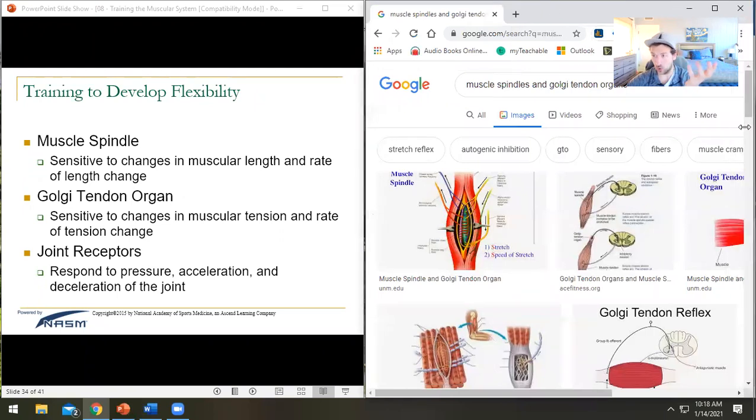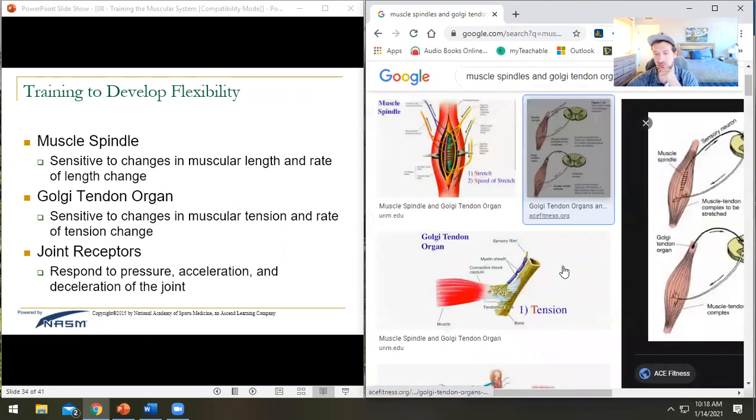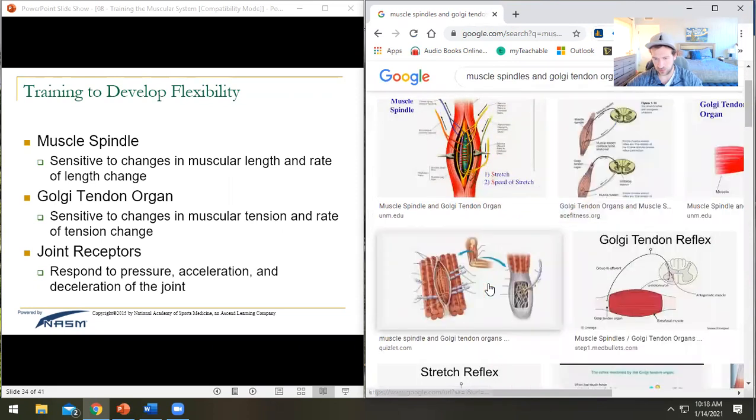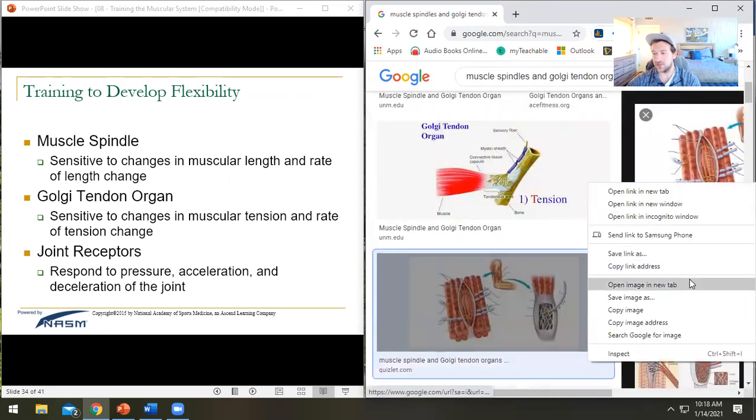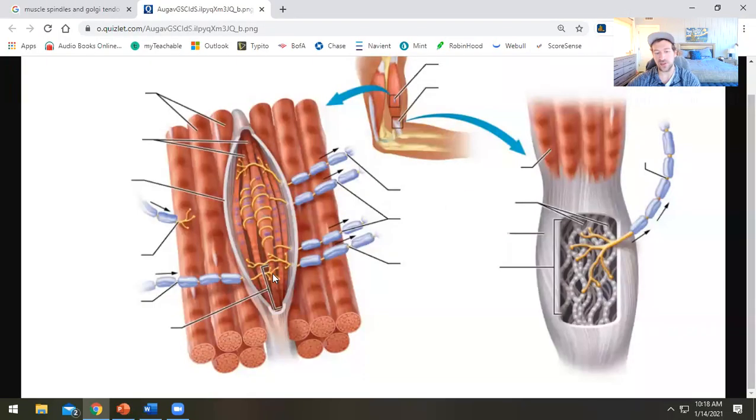Because your nervous system controls your muscular system. So when you look at a Golgi tendon organ and a muscle spindle, these are these little structures right here. Your muscle spindles, see how they're wrapped around your muscle fibers? They're like a coil. And so when you pull muscle fibers apart, that coil is also being pulled apart.